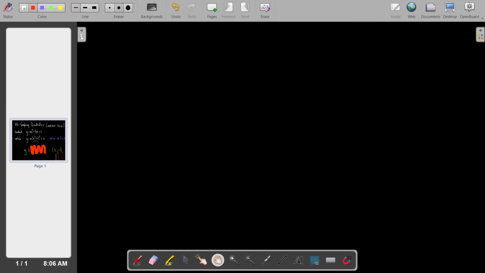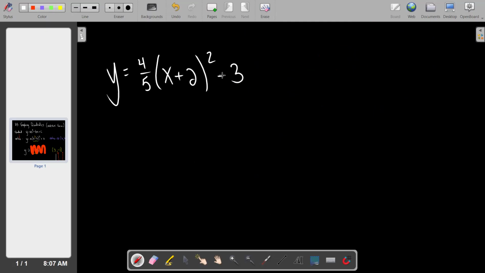I don't know that we need to make a graph on this one, but I get a lot of questions about this. So let's say we had like y equals 4/5 of x plus 2 squared minus 3. Right away, where's the vertex? -2, -3. So the -2 comes from the switchy switch here. And the -3, we just grab off the back, right?